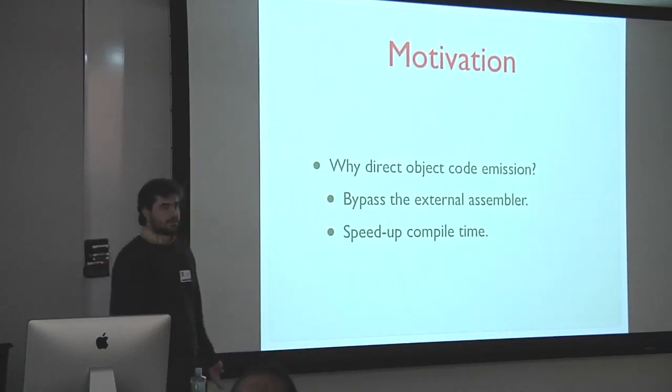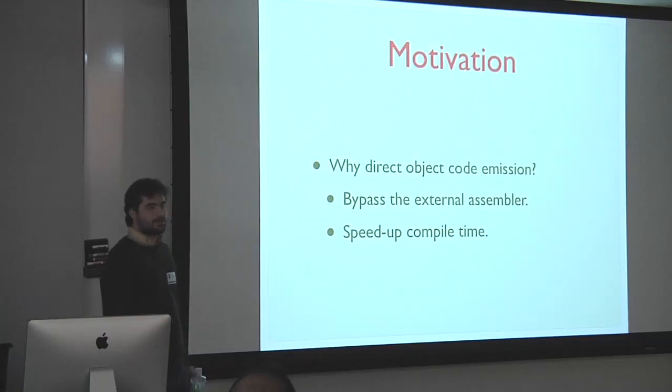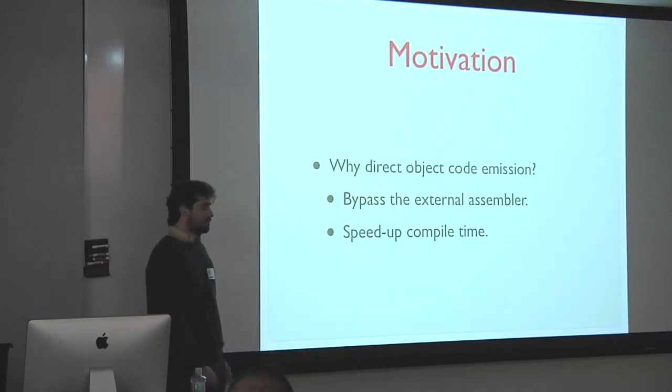So why direct object code emission? First, we want to bypass an external assembler, and the reason for this is that we want to speed up compile time.